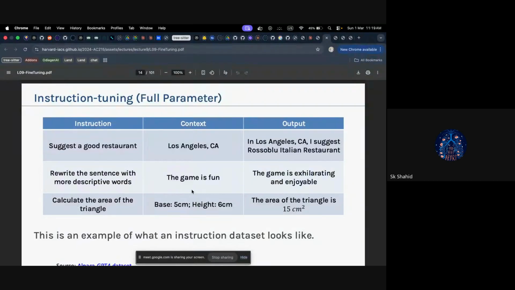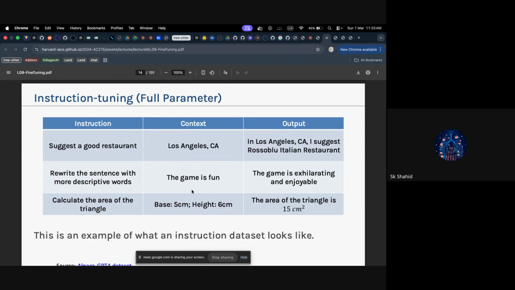So here, if you see, the instruction tuning dataset looks like this: an instruction, a context or input, and an output. Whenever you ask ChatGPT, "Hey, suggest me some good restaurant," and you give the context or input, that "suggest me some good restaurant at my nearby place, and my nearby place is something," you give this extra context to it in order to fill the gap for it.